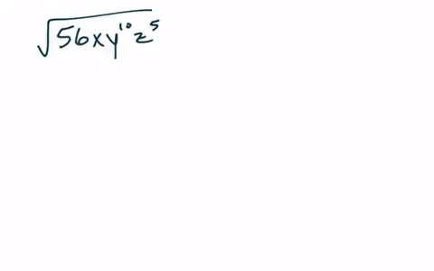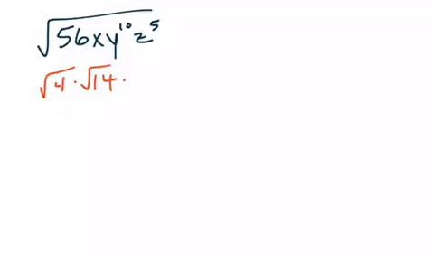Okay, so we will do one more of these. We have the square root of 56 x y to the 10th z to the 5th. On this one, we start off by looking at the number 56. What are perfect square factors of 56? Well, we start with 4. Is 4 a factor of 56? Actually, it is. 4 goes into 56 14 times, and that is going to be the highest perfect square factor. So we go 4 times the square root of 14.